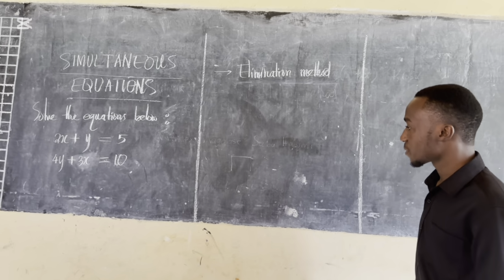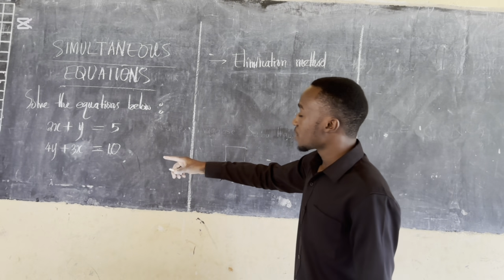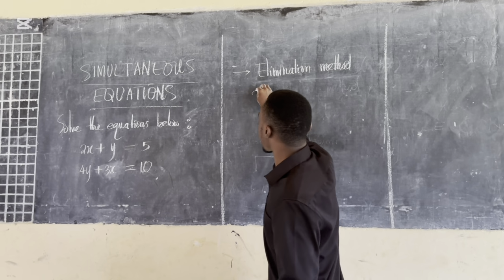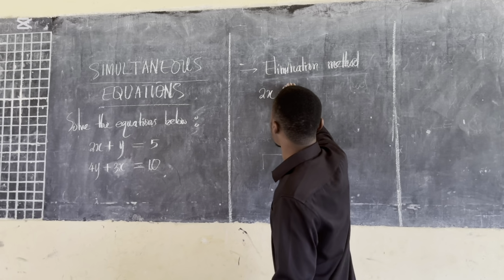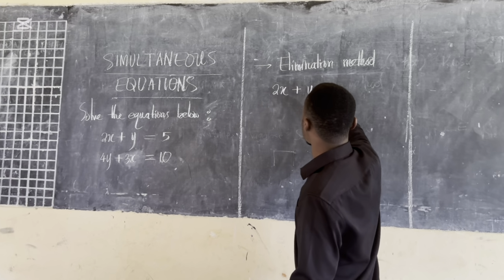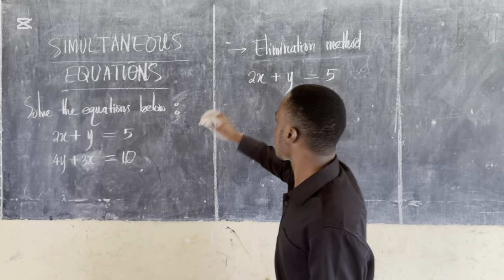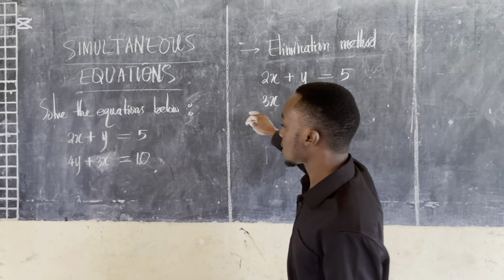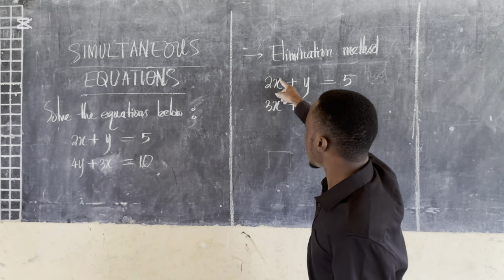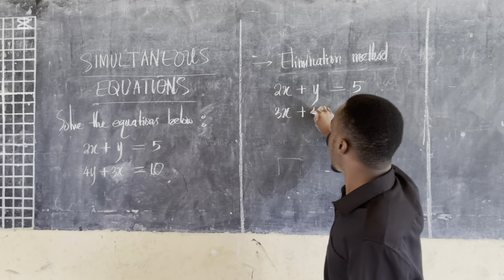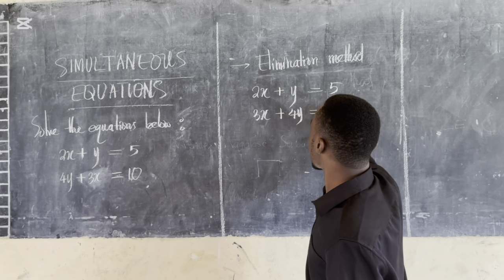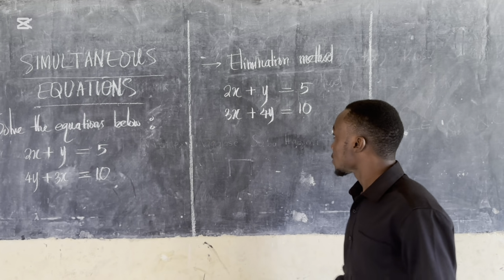Under the elimination method, let us first write our first equation here, 2x plus y is equal to 5. And for the second one, we shall make sure that x is under x. So I shall write 3x first, such that x is under x. And now 4y next is equal to 10.